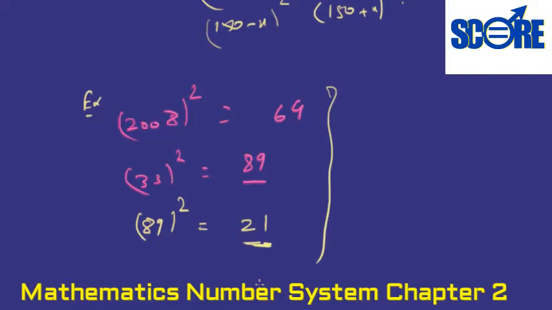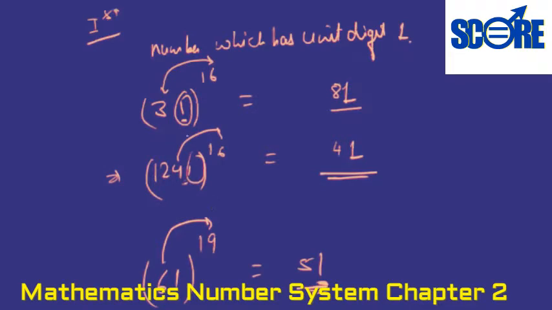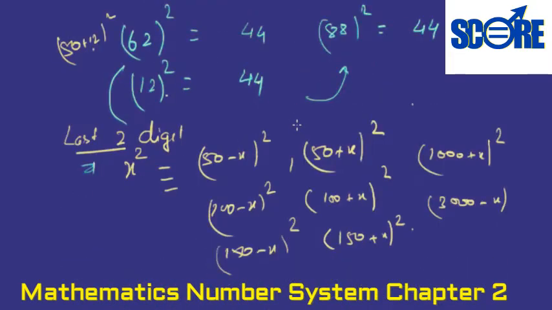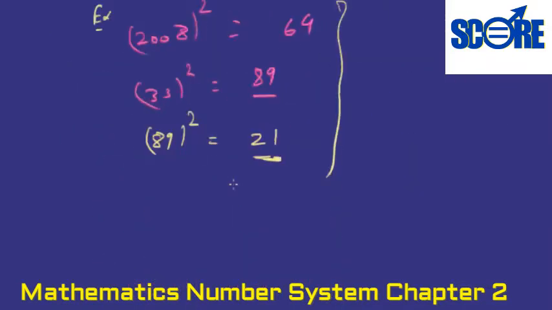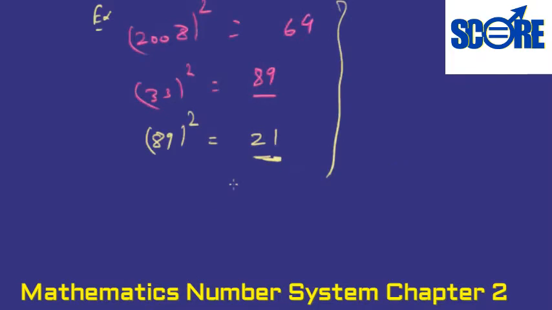Now remember the two things. First, for anything which has last digit 1, we can calculate the last two digits. Second, for squares of numbers of the form 50 minus x, 50 plus x, or 100, 150, 2000, 3000 plus or minus x, the last two digits are the same as those of x squared. So we can calculate the last two digits. If we use both of these concepts in a question, we can solve any problem of this kind.